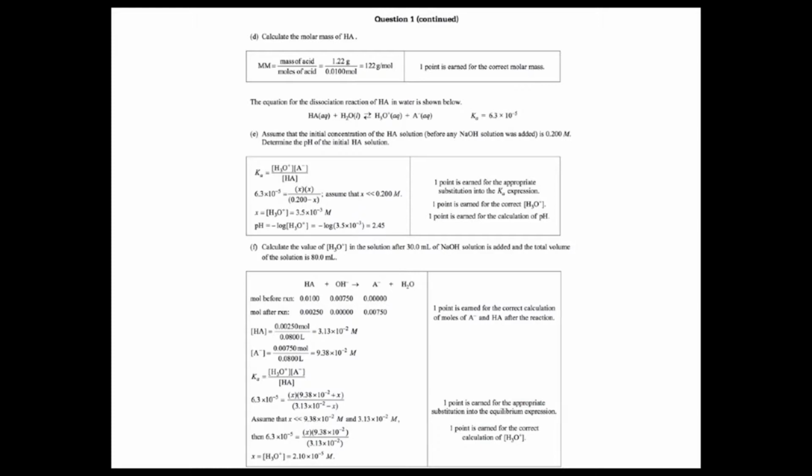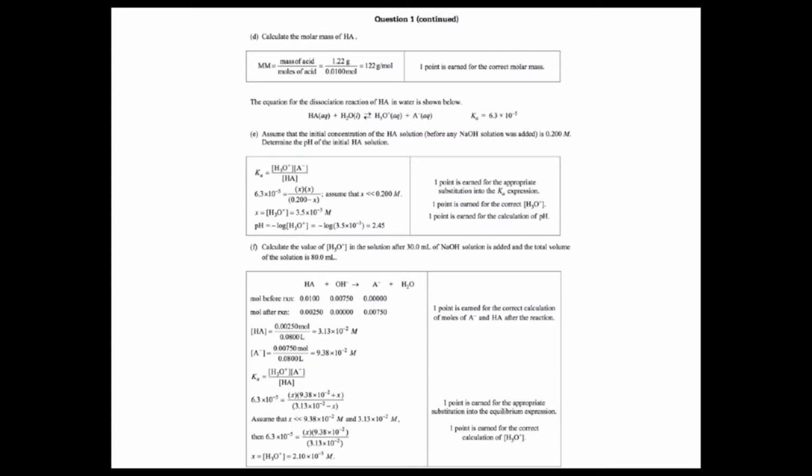Next, for E, it says the equation for the dissociation reaction of HA in water is shown below. Okay, so that's showing HA dissociating into water to produce hydronium ions and A minus. It gives you your Ka. It says assume that the initial concentration of HA solution before any NaOH was added is 0.200 molar. Determine the pH of the initial HA solution.